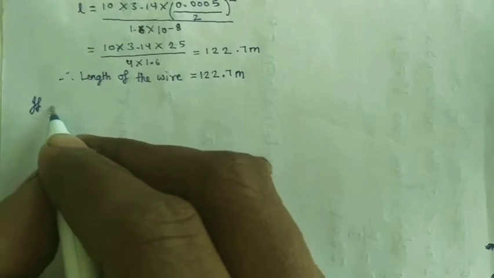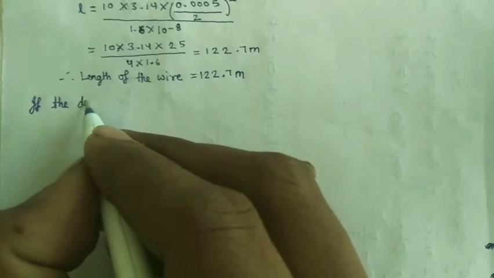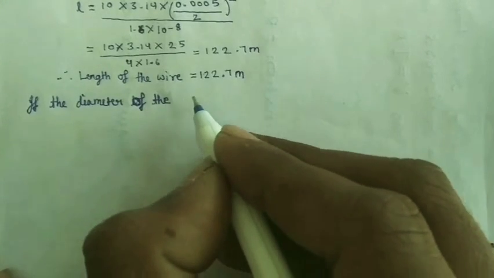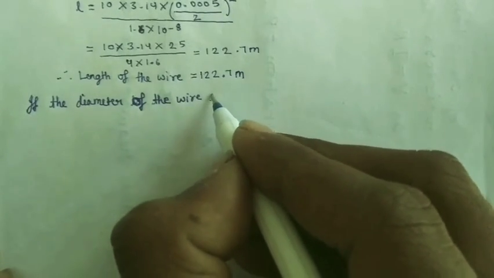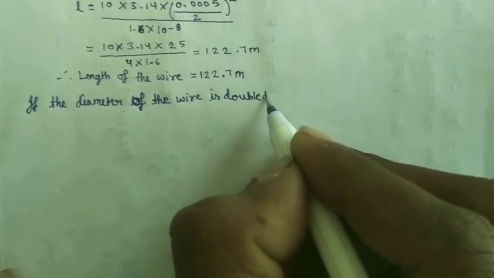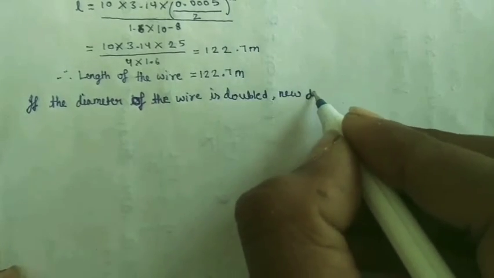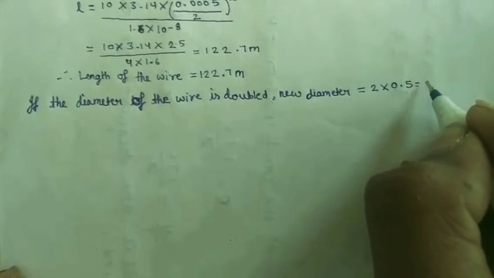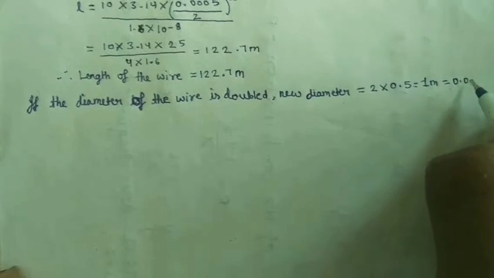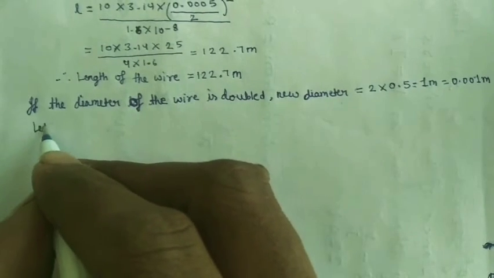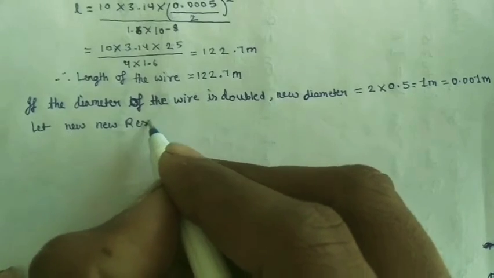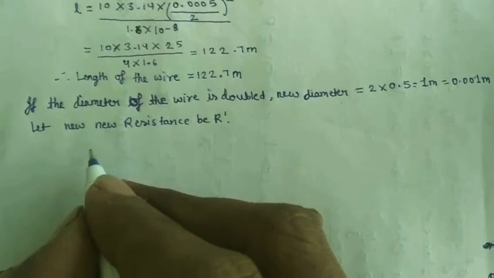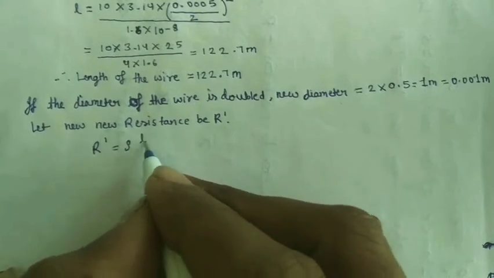If the diameter of the wire is doubled, new diameter is equal to 2 into 0.5 is equal to 1 meter is equal to 0.001 meter. Let new resistance R dash is equal to rho L by A.